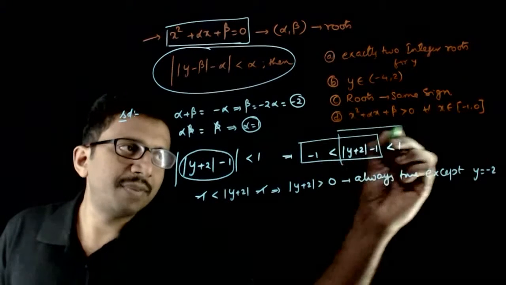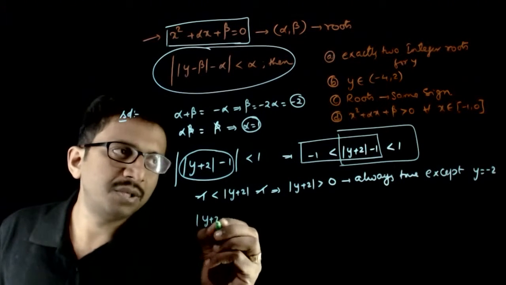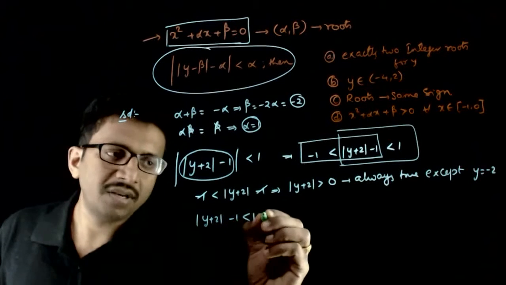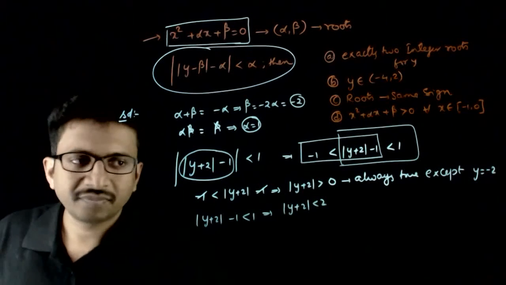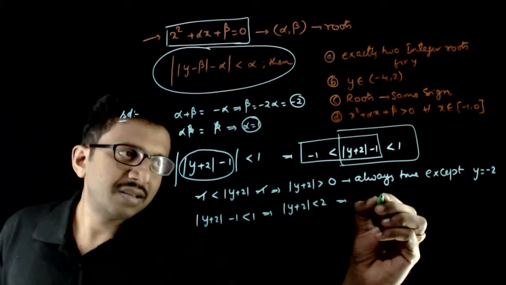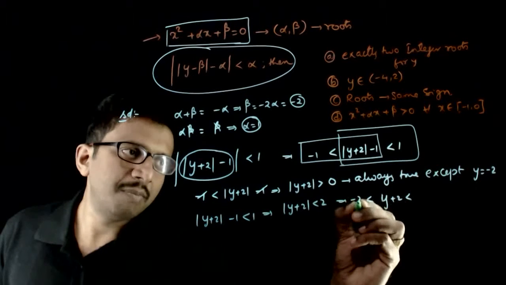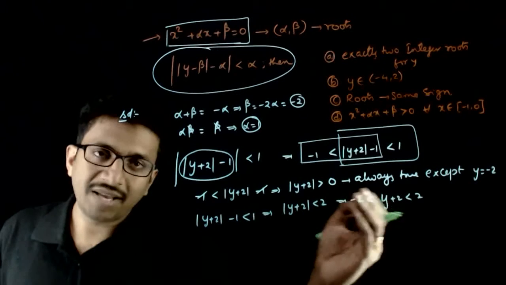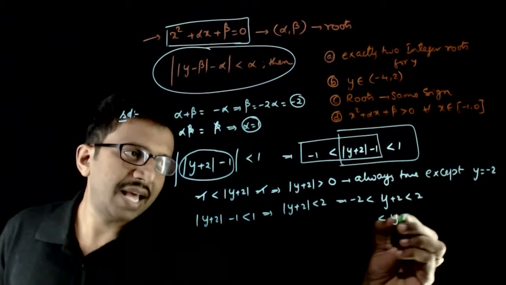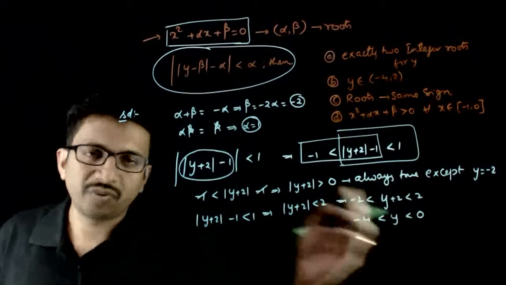So let us go to the second part. Both of them have to be satisfied. So mod of y plus 2 minus 1 is less than 1. This implies mod of y plus 2 is less than 2. So this implies y plus 2 has to lie between minus 2 and plus 2. This implies y has to lie between minus 4 and 0.